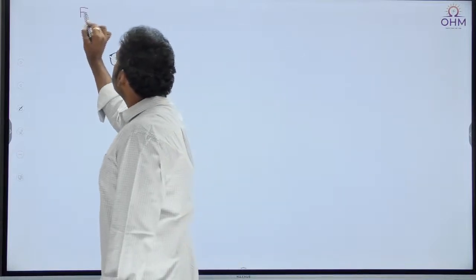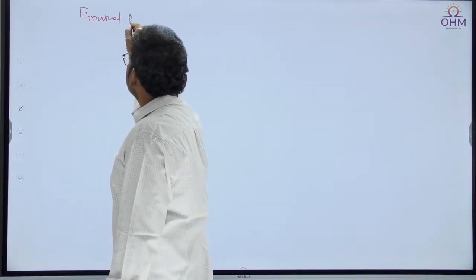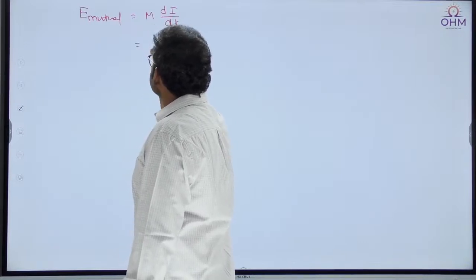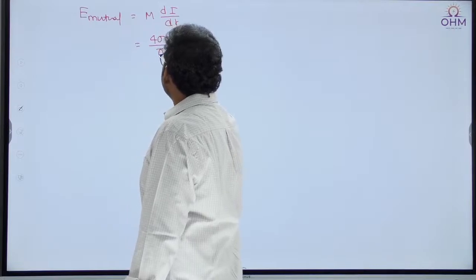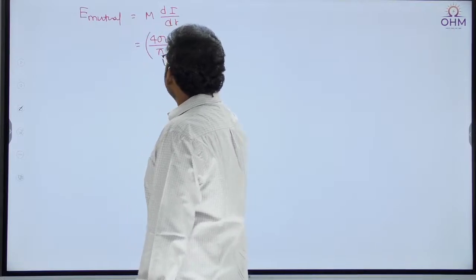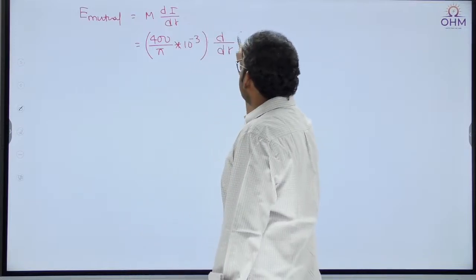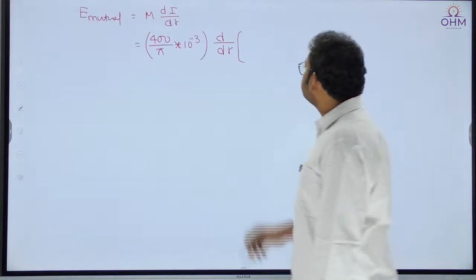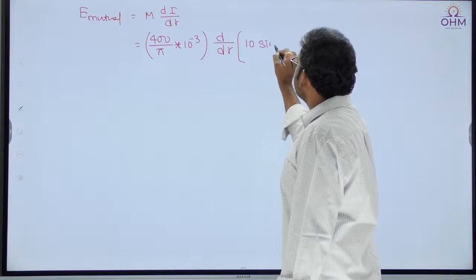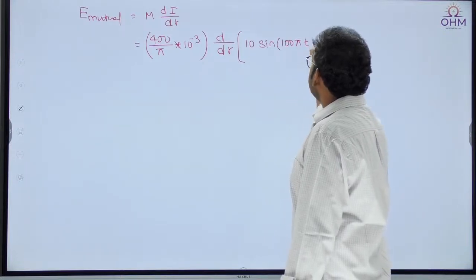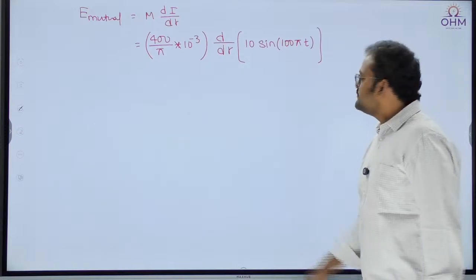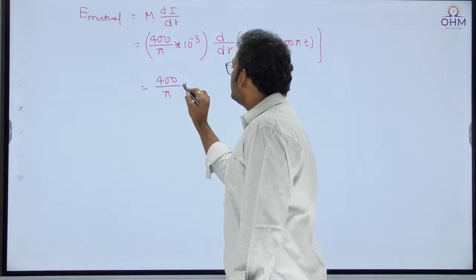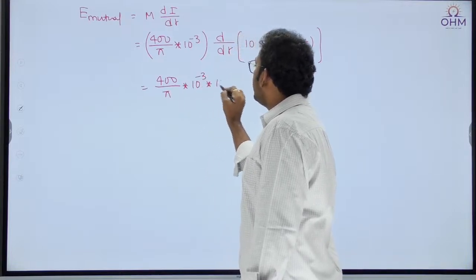So what is the formula for mutual EMF? Okay, this is M di by dt. So M is 400 by pi millihenry, that is 10 power minus 3, into di by dt, that is d by dt of the current equation that was given. How much? 10 sine 100 pi t. Is it looking like 10 sine omega t? Now you can take 10 outside. So 400 by pi into 10 power minus 3 into 10 was taken outside.